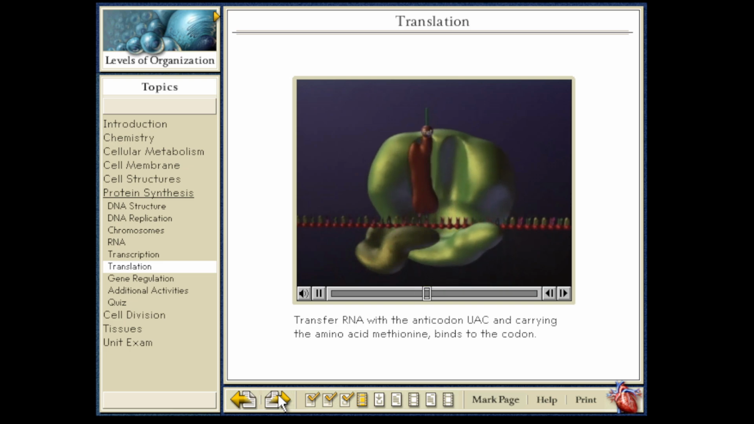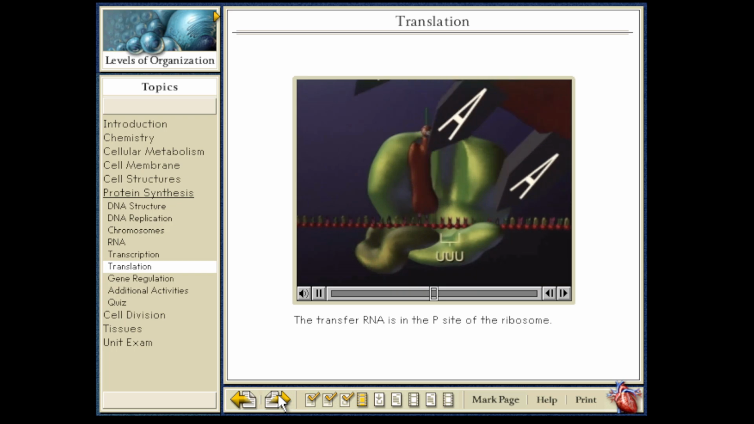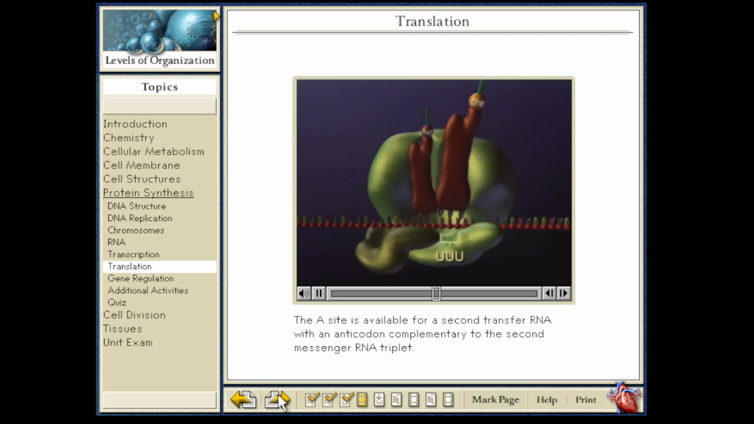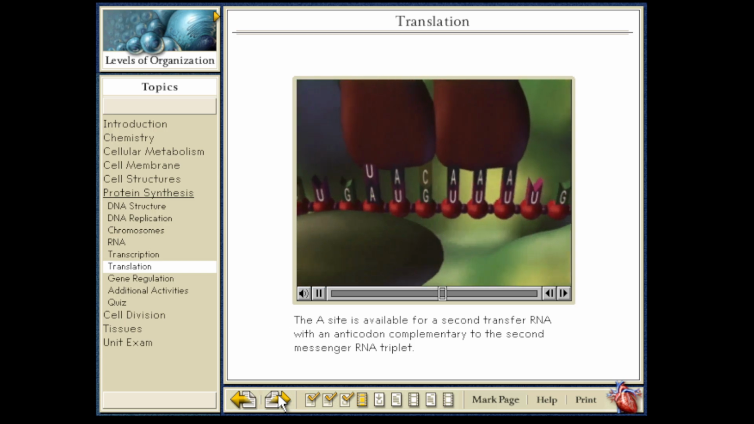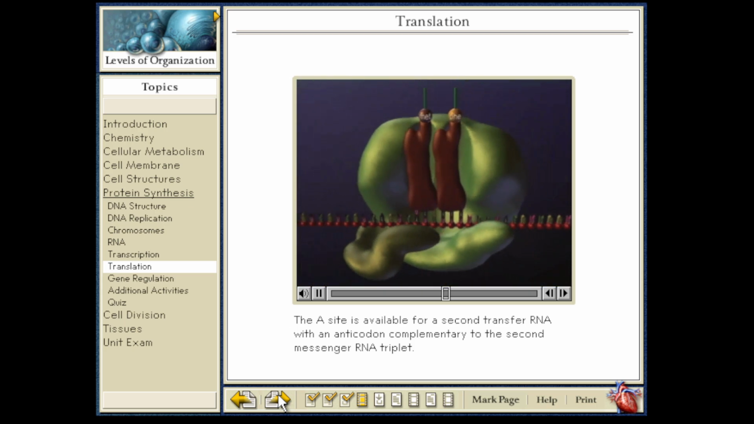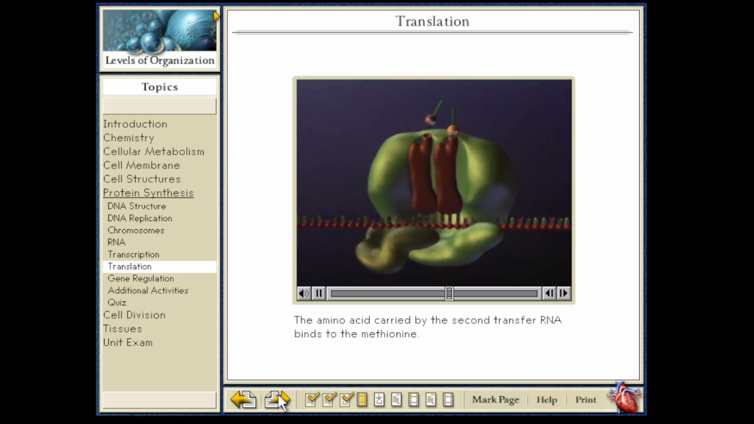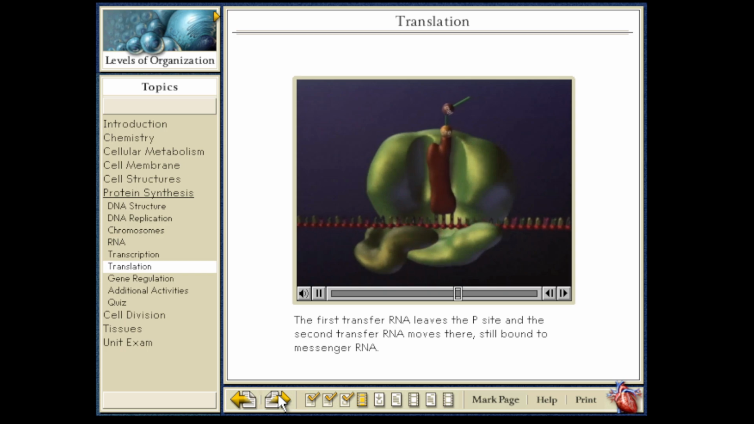The transfer RNA is in the P site of the ribosome. The A site is available for a second transfer RNA with an anticodon complementary to the second messenger RNA triplet. The amino acid carried by the second transfer RNA binds to the methionine. The first transfer RNA leaves the P site, and the second transfer RNA moves there, still bound to messenger RNA.